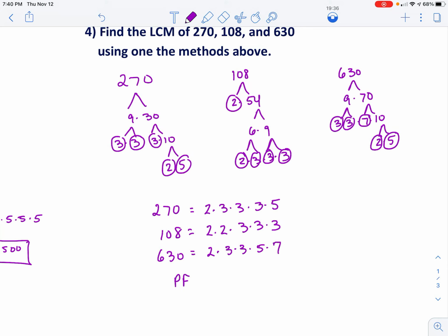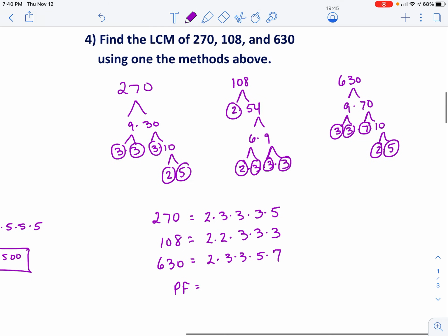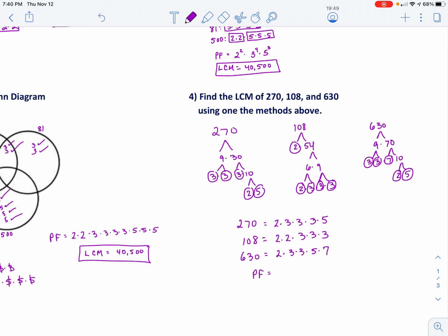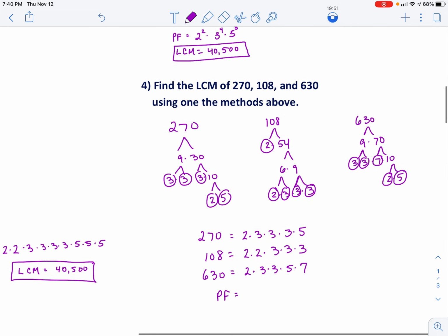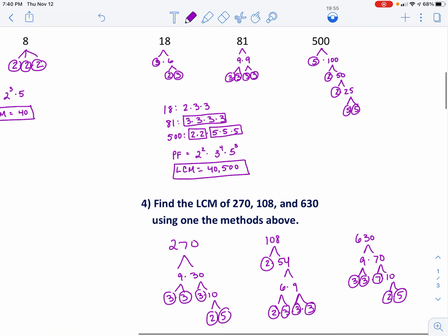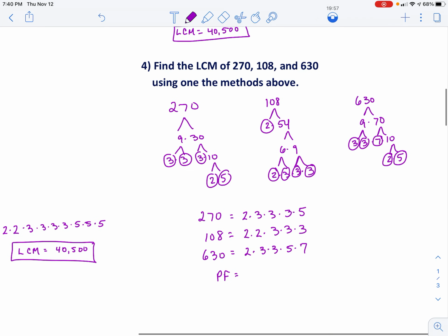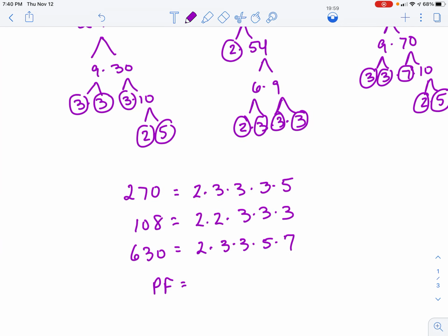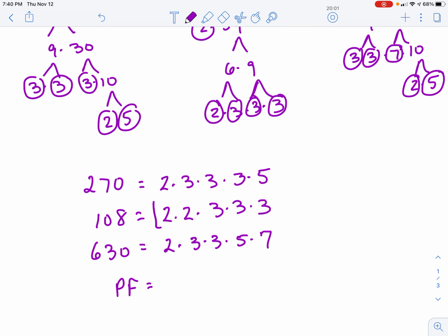So now let's write the prime factors in exponential form once I figure out what they are. We're not going to pair them up, because that's really what we did for the Venn diagram. What we're looking for here is what we stated up here, the most occurring primes. So we're looking for 2's because I see they all share 2's, but who has the most? Right here. So wherever you see them most occurring, go ahead and sort those out.